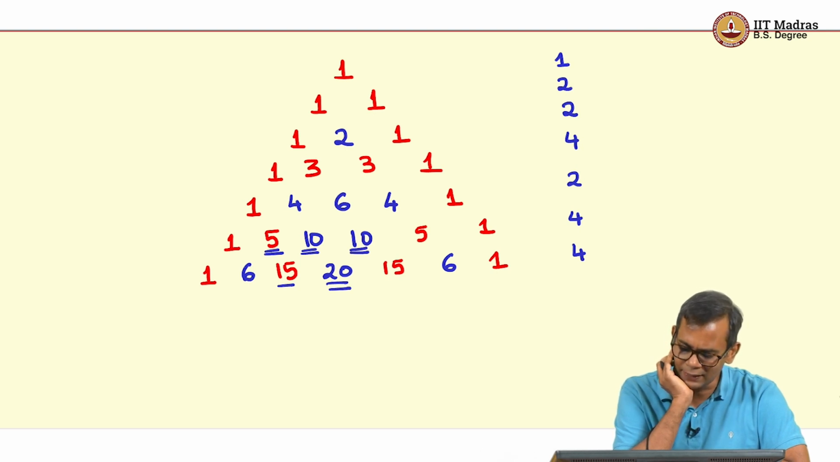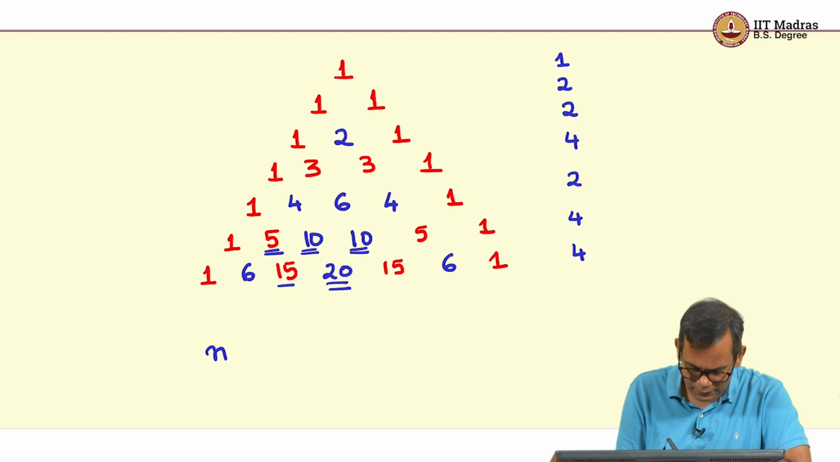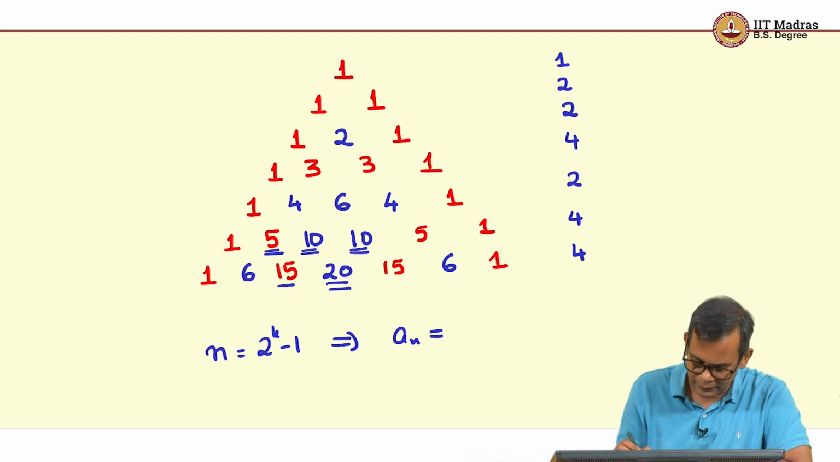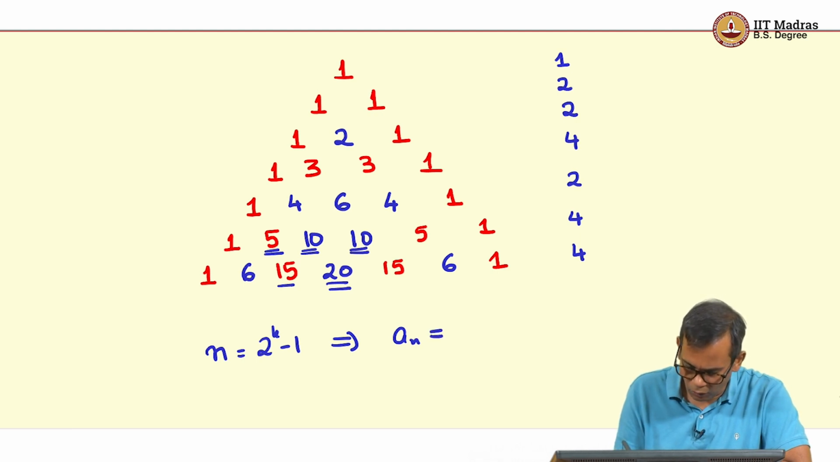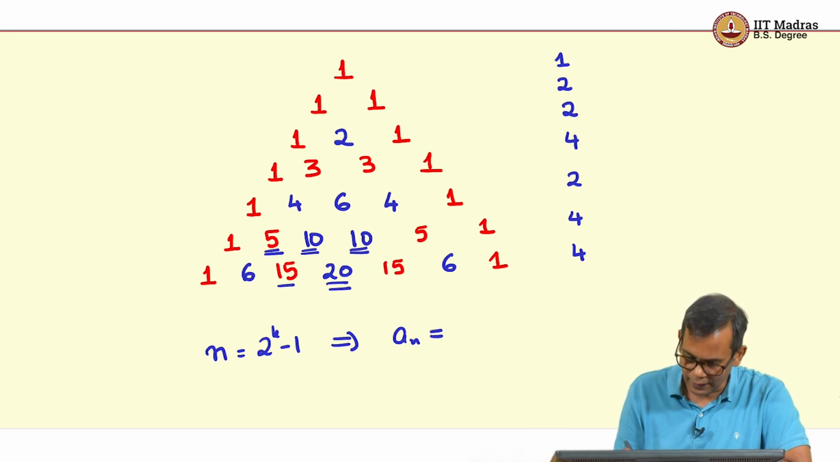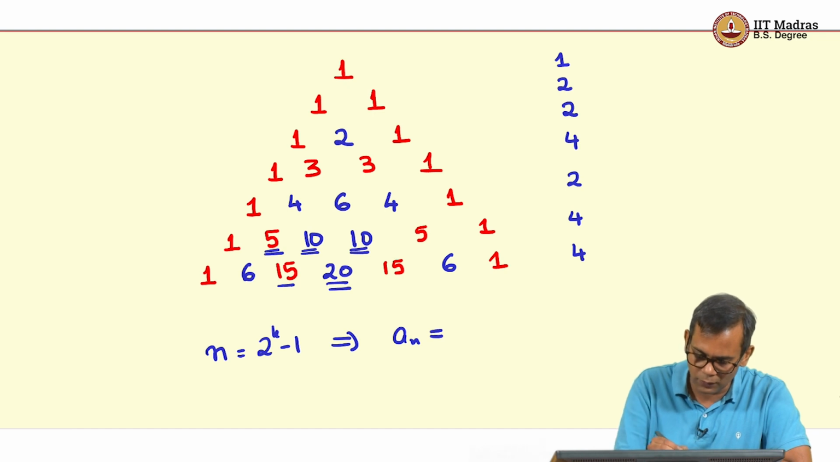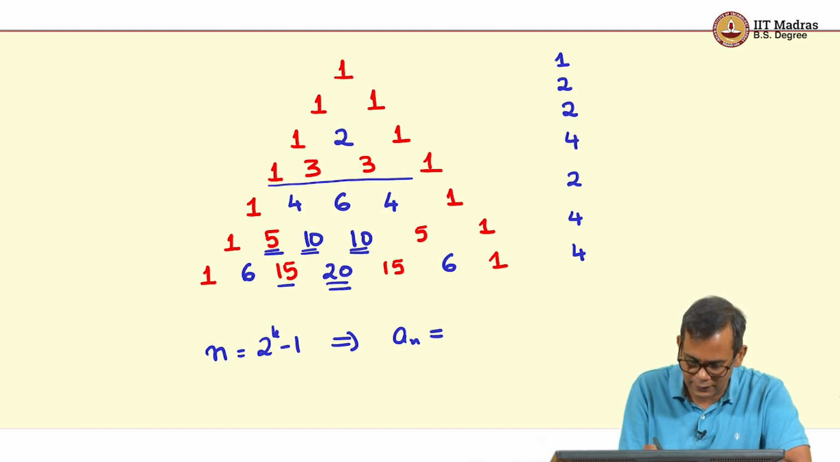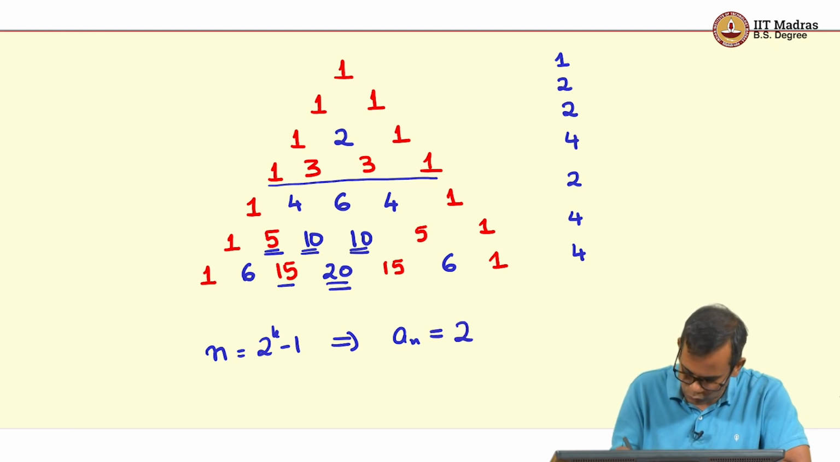We have already seen that if n equals 2^k minus 1, then all the entries are odd, as we see for example in the row with n equals 3. We saw this also in the row n equals 7. So, a_n is 2^k, which is equal to n plus 1.